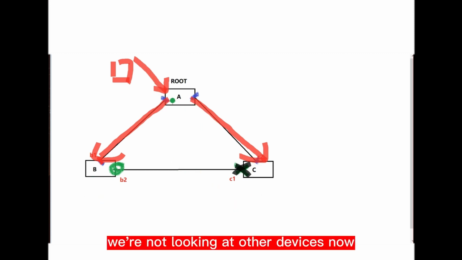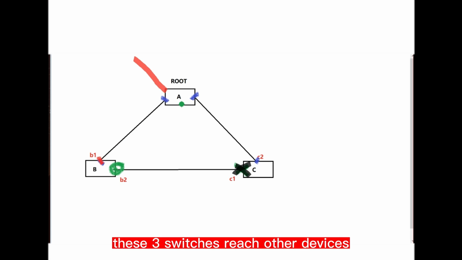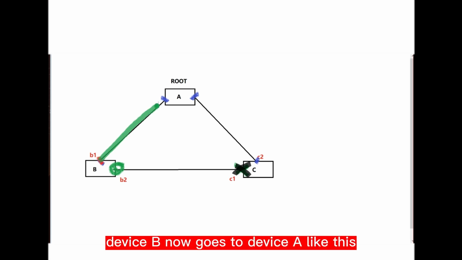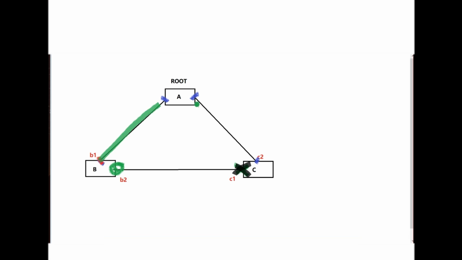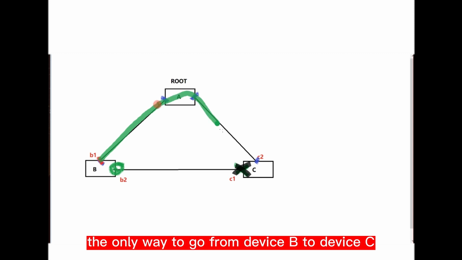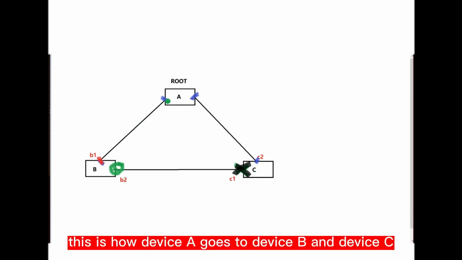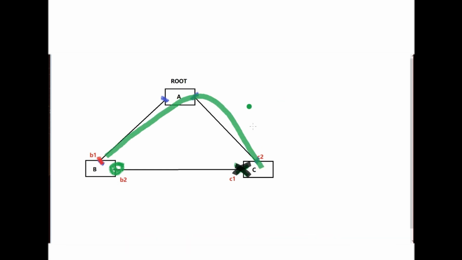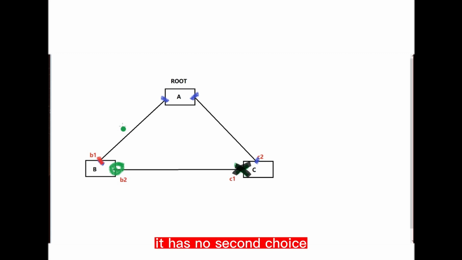We're not looking at other devices now. These three switches reach other devices through a loopless path. Device B now goes to device A like this. This is the only way to go from device B to device C. This is how device A goes to device B and device C. If device C wants to go to device B, it can only go like this. It has no second choice.